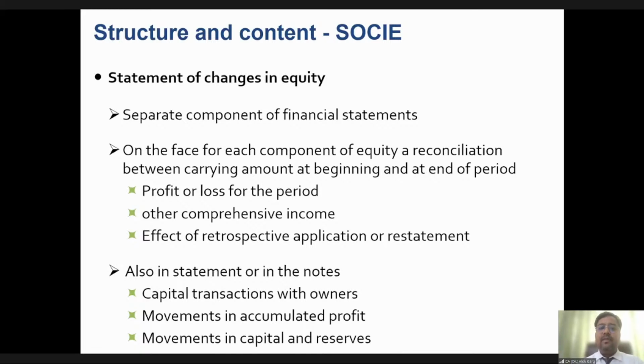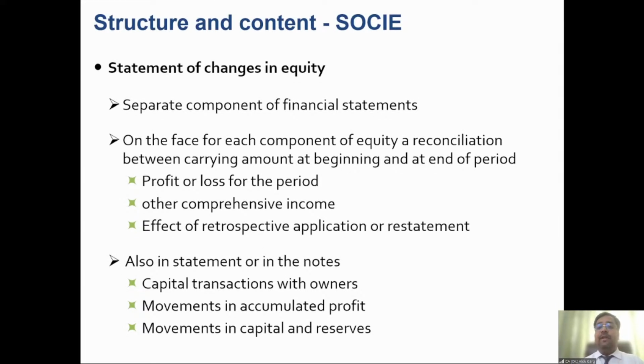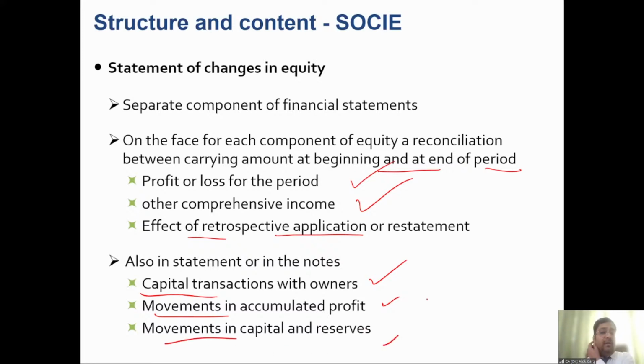Okay, so on the face, for each component of equity, a reconciliation between the carrying amount at the beginning and end of the period is required. What is my profit or loss for the period? What is my OCI? If there is any effect of retrospective application or restatement, that is also required to be separately disclosed. For example, due to some error, your retained earnings have changed, so this has to be shown as a separate line item. Also, in the statement or in the notes to accounts, capital transactions with owners have to be separately disclosed. Movement in accumulated profit, and movement in capital and reserves, have to be separately disclosed.